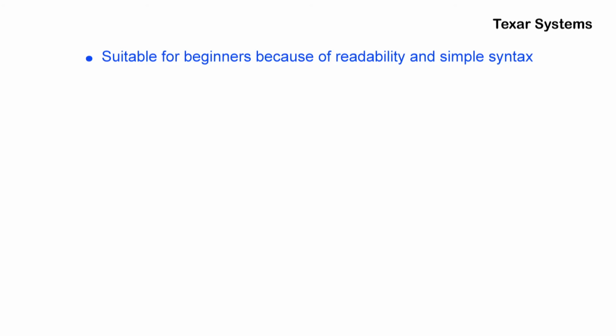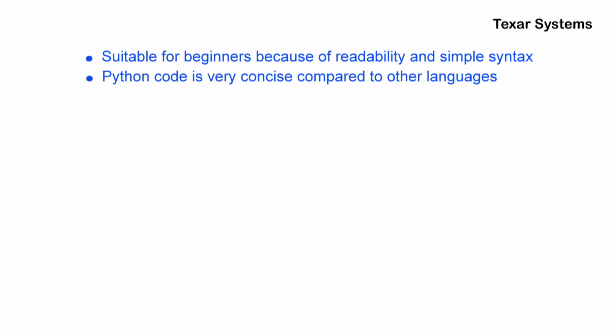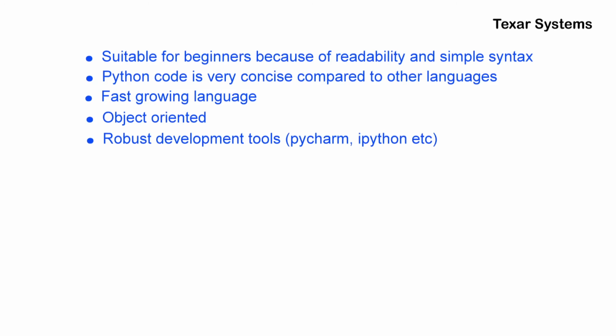So why Python programming language? Python is a high-level programming language suitable for beginners because of readability and simple syntax. Python code is usually very concise compared to other languages. It is also one of the fastest growing languages. It is object-oriented. It has robust development tools like PyCharm, IPython, etc. There is a large supportive community. There are plenty of free Python libraries.